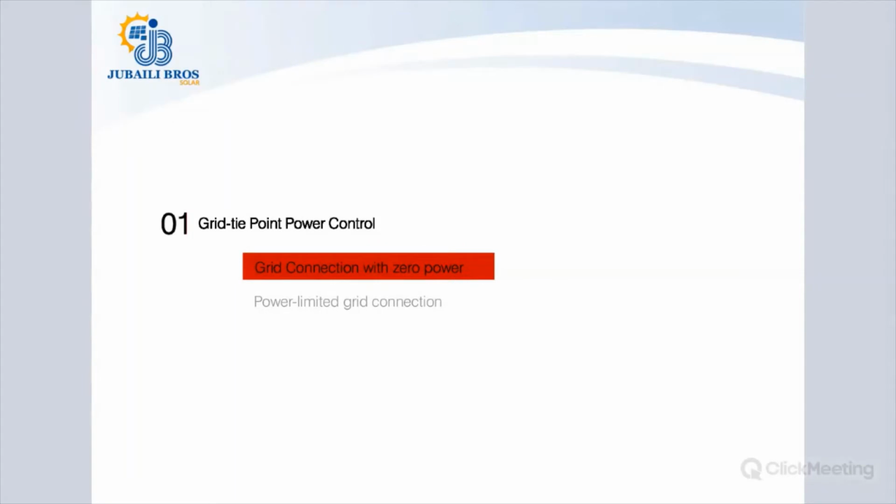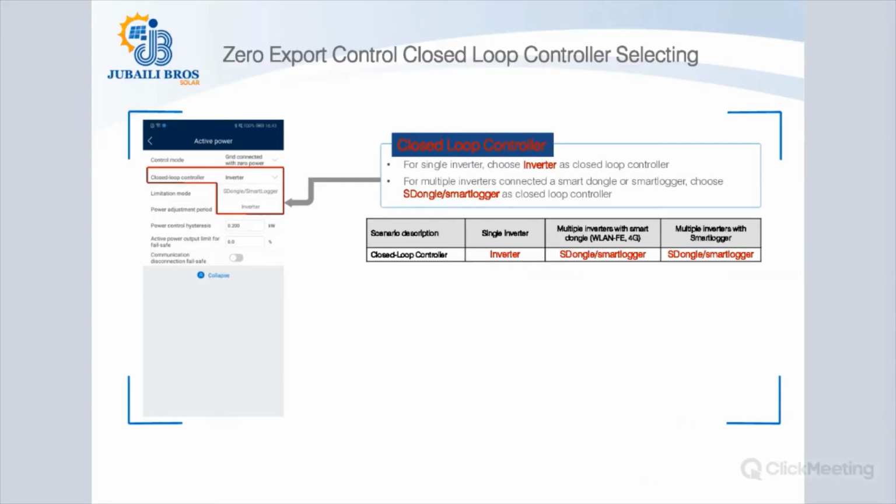First point, grid connection with zero power. So here we have the closed loop controller. The closed loop controller can either be the inverter directly, if it's a direct connection between the inverter and the power sensor. And for multiple inverters, the closed loop controller can be either the smart dongle or the smart logger.